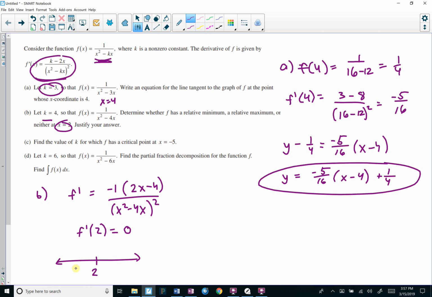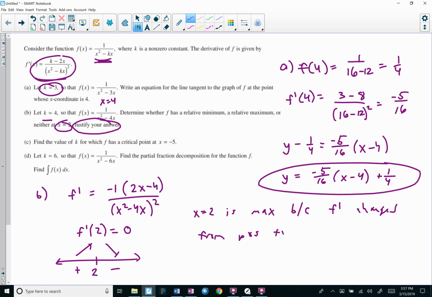X is 2. So pick x is 1. Plug it in. That's why I didn't plug in both at the same time. You see now I did one at a time. Plug in 1. Okay, so let's see. I'll get a positive. Plug in 3. I'll get a negative. Okay, now remember, this is not justification, and it does say justify your answer. So x equals 2 is a max because f prime changes, sorry, my pen's messed up, from positive to negative. Boom. And that was worth 2 points as well.